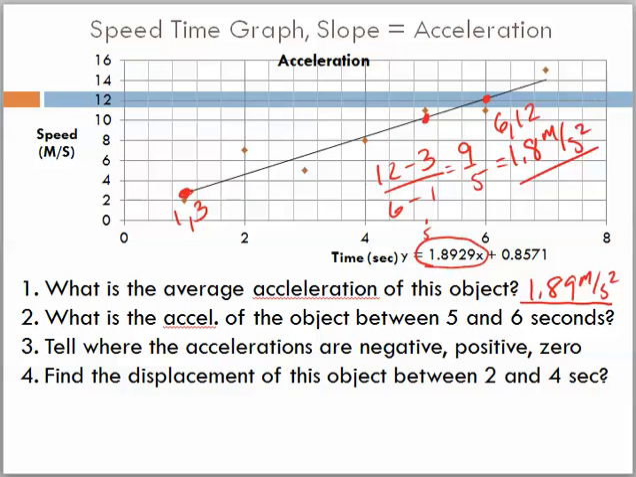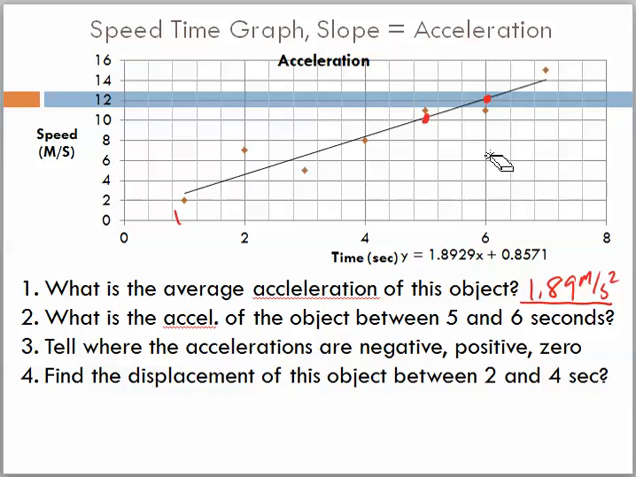The last one here is asking us to find the displacement between 2 and 4 seconds. Well, I'm getting rid of all these other points that we have on here. And if we go about finding the displacement, the displacement is the distance that it's traveled. Well, that's the area underneath this. As I look at this, I'm going to draw that top triangle a little bit better.